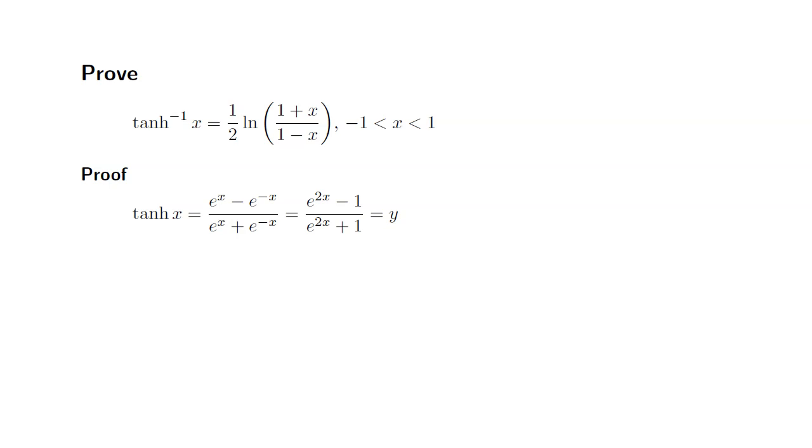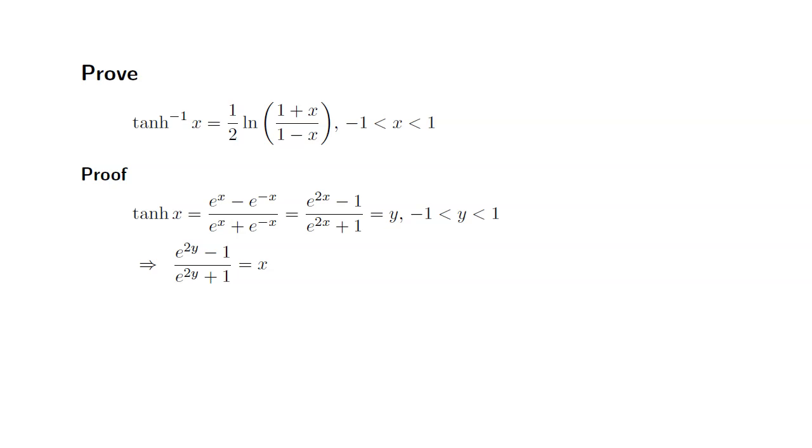So since the range of hyperbolic tangent of x is strictly between -1 and +1, we know that y is strictly between -1 and +1, right? So in order to find the inverse function, we're going to switch x and y. So let's go ahead and do that. Every time you see x, we put y, and every time we see y, we put x. So we have (e to the 2y minus 1) over (e to the 2y plus 1) is equal to x.